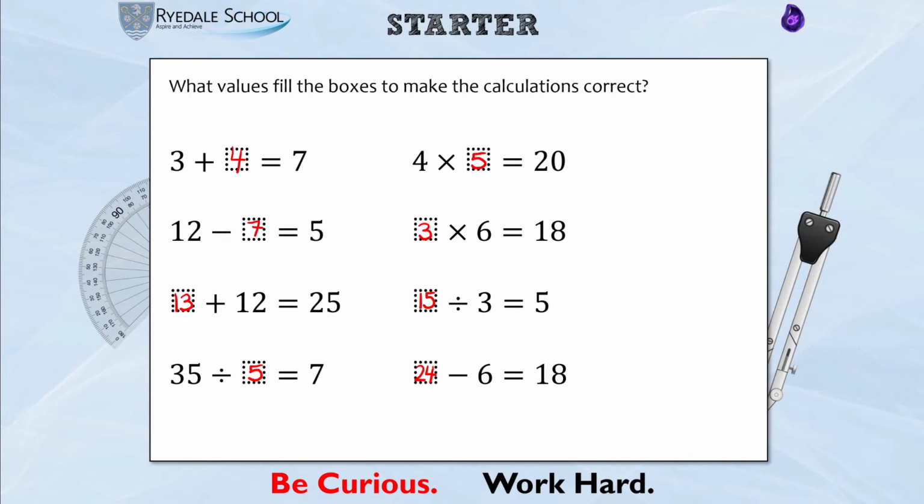So why did we start with that activity? Well, in essence, what you have done here is you have actually solved equations. A calculation with a box is very, very similar to an equation. The only difference between an equation and what you have done here is we wouldn't have that little square box. What we would have in an equation instead is a letter.